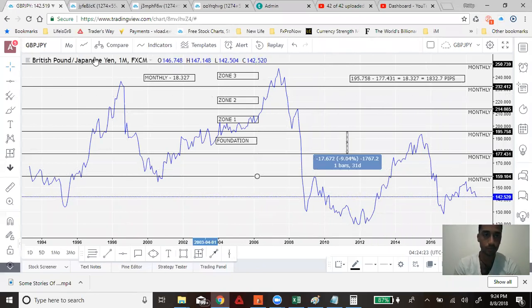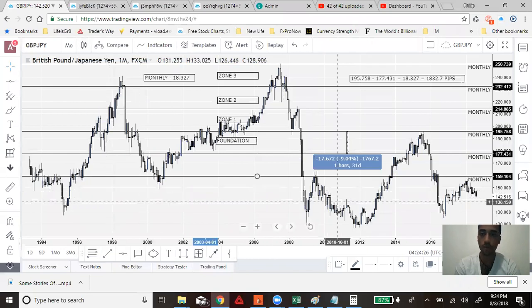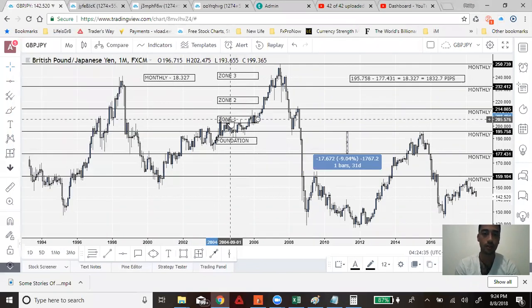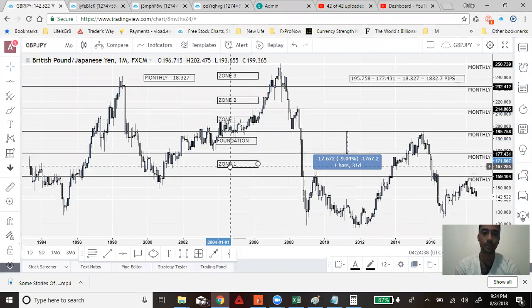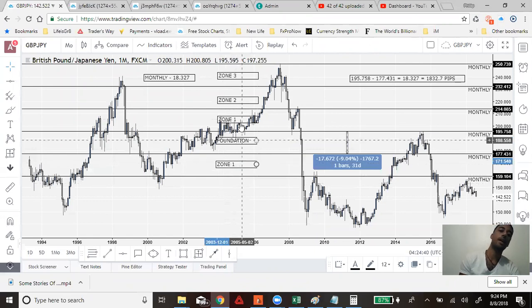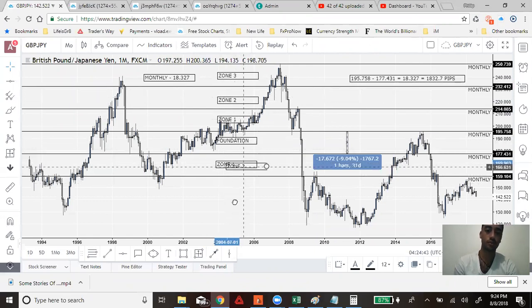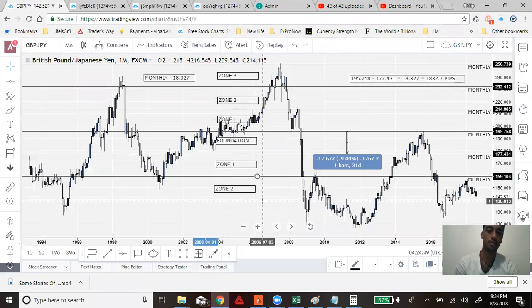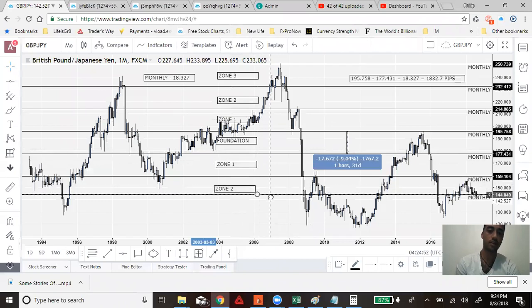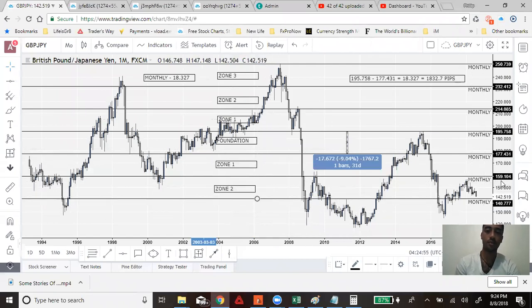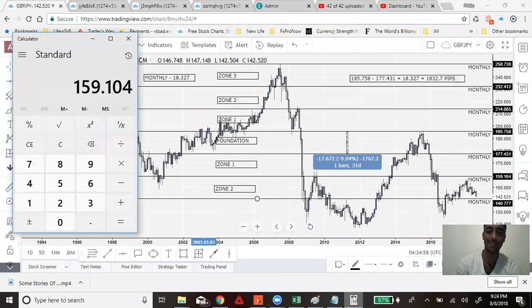So now, candles. Now we're going to take that number, 159.104, and subtract our monthly again. Mind you, this is zone 1 again. It should be zone -1, but I'm not going to say it. All right, zone 1, and we're going to do another zone 2. We're going to take that line right there, copy paste, and drag it down. We're going to find 159.104 minus 18.327, which is 140.777.